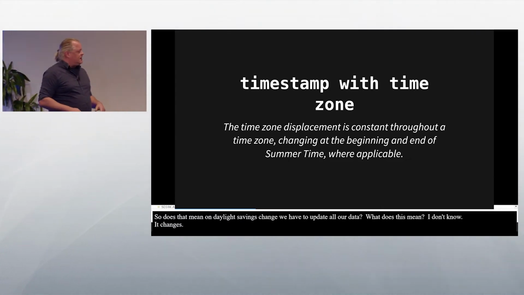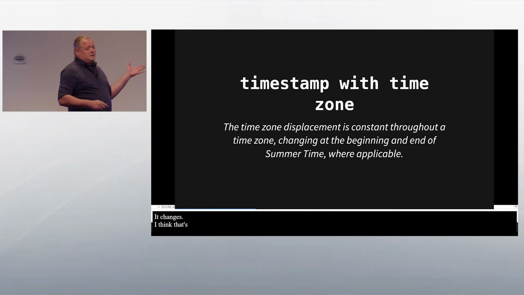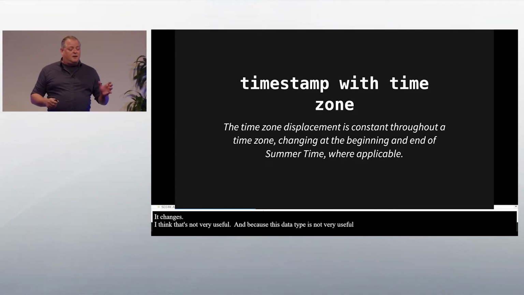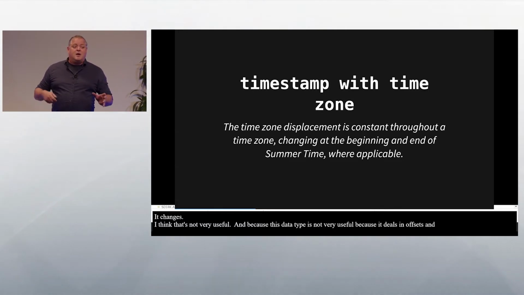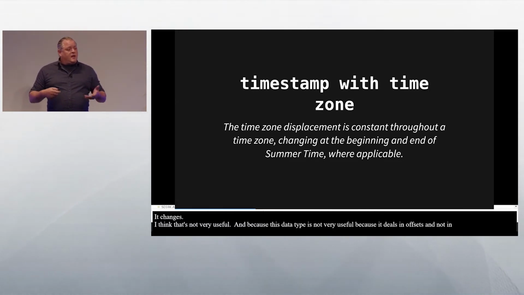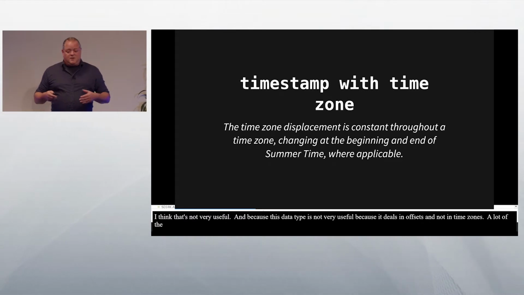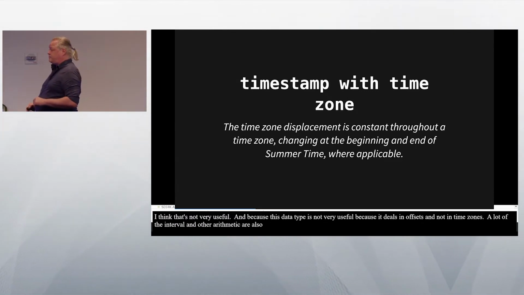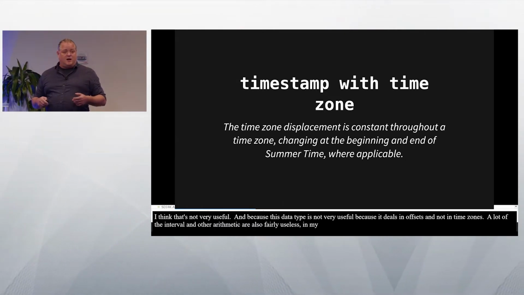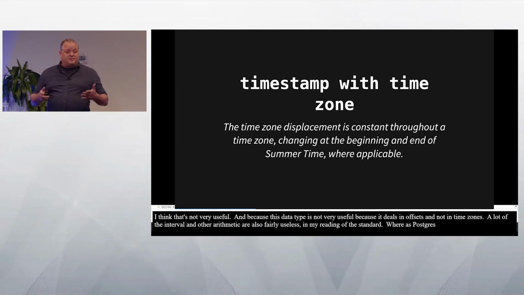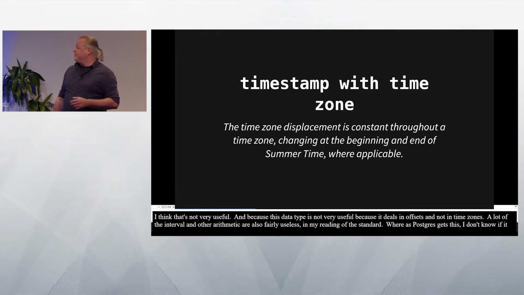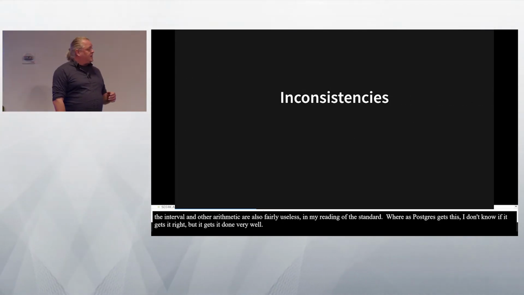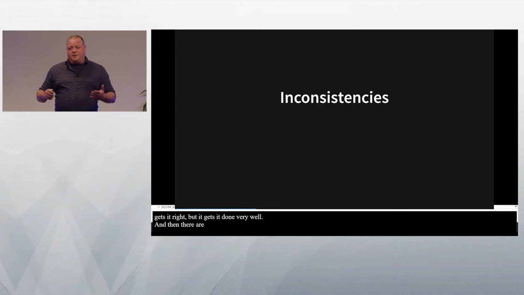I think that's not very useful, and because this data type is not very useful because it deals in offsets and not in time zones, a lot of the interval and other arithmetic are also fairly useless in my reading of the standard. Whereas Postgres gets this, I don't know if it gets it right, but it gets it done very well. And then there are inconsistencies that I talked about that are just kind of why.